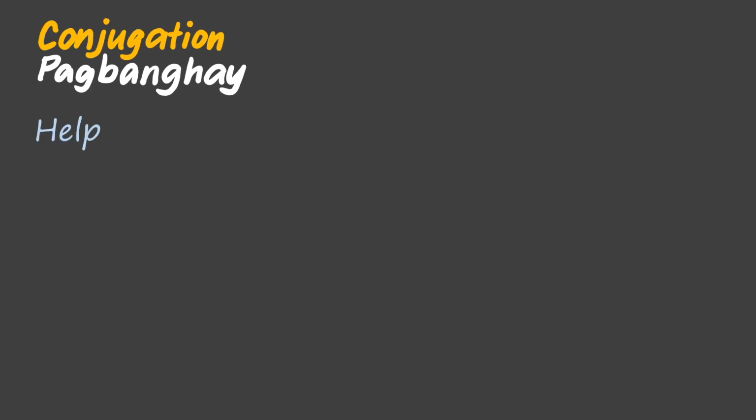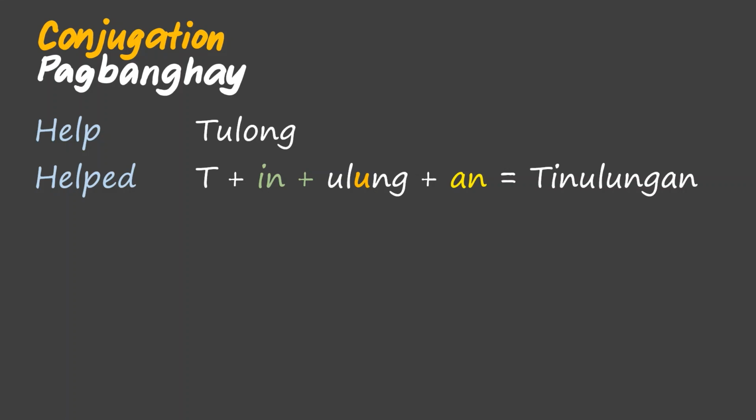Let us look at the conjugation or pagbanghay of the word help or tulong. This is the root word. To form the past tense helped, we say ti plus in plus ulong plus an. What you see here is inserting an infix of in between the first two letters of the first syllable, as well as converting the letter O in tulong to you, plus the suffix an. So we form tinulungan.